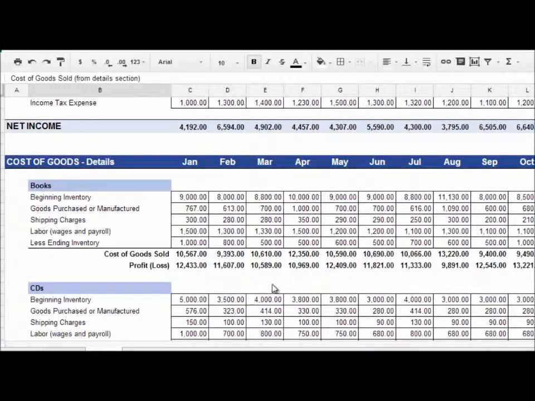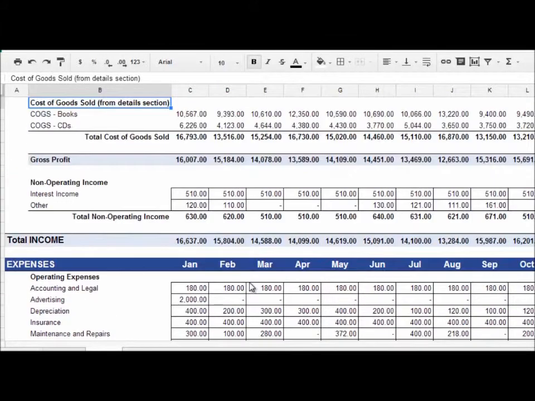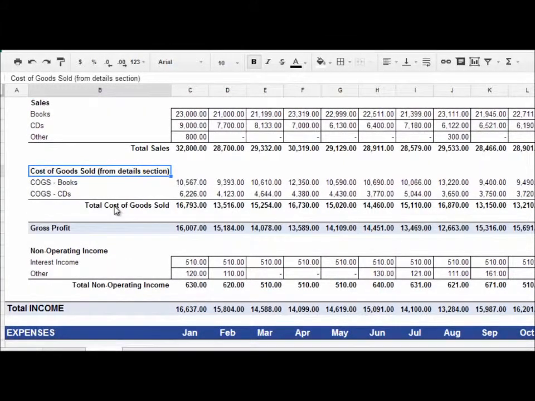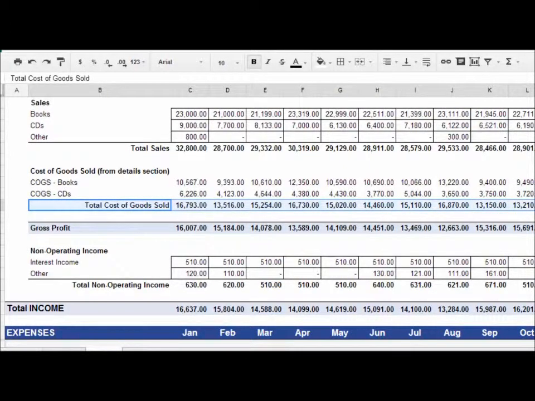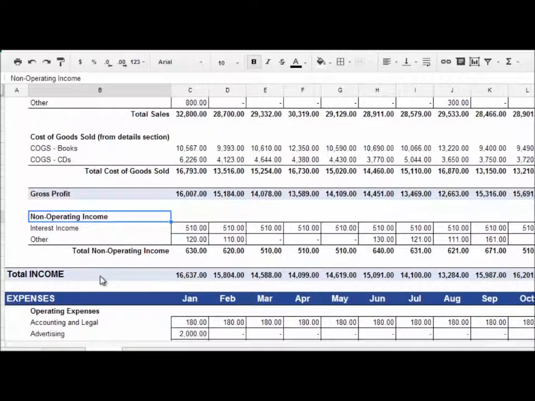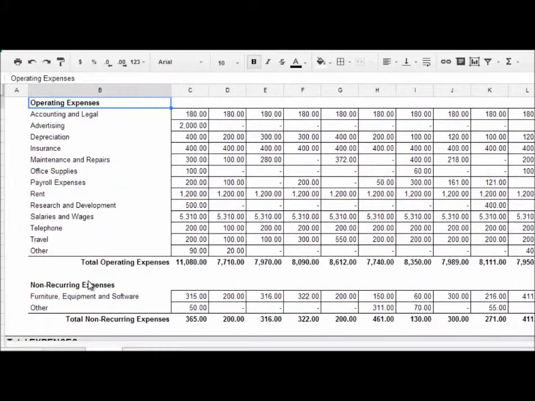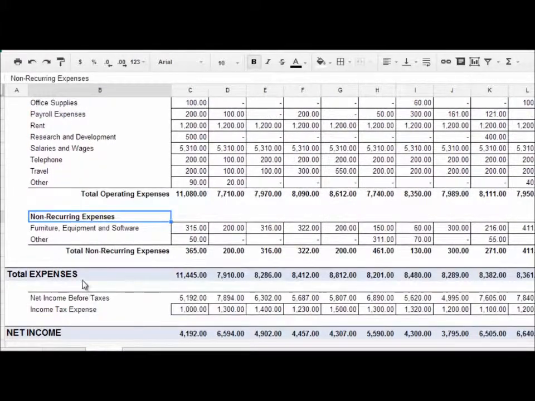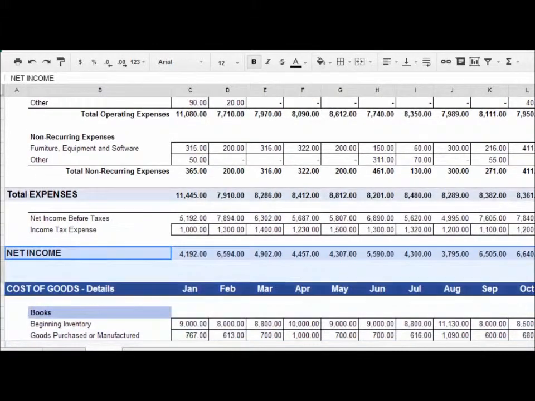The template will help you to sum up the cost of goods sold as well as to show you your profit and loss. Do the same thing for your CDs. The template will automatically show your cost of goods sold here as well as gross profit. Similar to services, you insert your non-operating income, operating expense, non-recurring expense, and the template will show you your net income here. That is all for this tutorial.